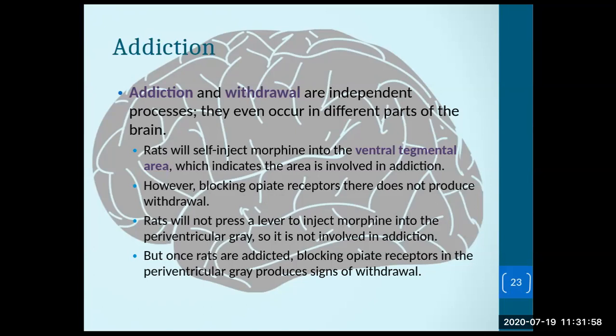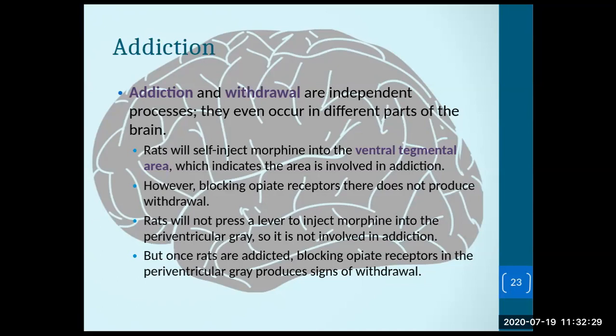But if you block the opiate receptors in the ventral tegmental area, it does not seem to produce any withdrawal. So in that same area of the brain, we see the addiction process. We do not see the withdrawal there. If withdrawal was part of that circuit, then if you blocked opiate receptors there, you would essentially be able to block withdrawal. Now, going to other parts of the brain, there is an area called the periventricular gray.